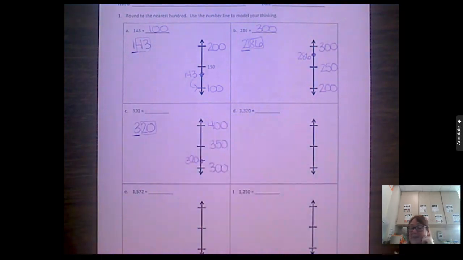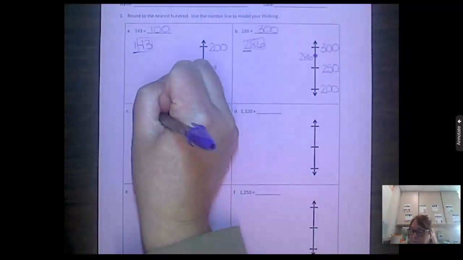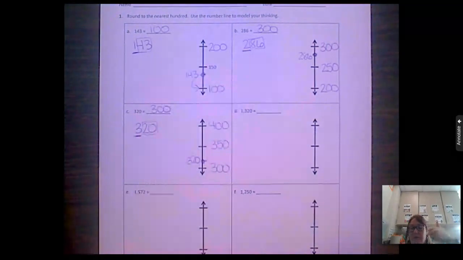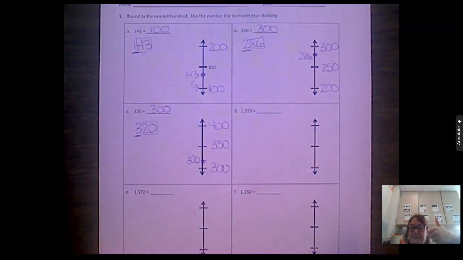And then as I'm looking at that and I'm deciding, is 320 closer to 300 or closer to 400? It is definitely closer to 300. It's very easy for me to see that there, right? So 320 rounds to about 300. Can you give me a thumbs up if you have that correct? Good. So if you tried D on your own, let's take a look. And then if not, you can work with me, and then I'll have you try one of these next two on your own that have the thousands in it, okay?